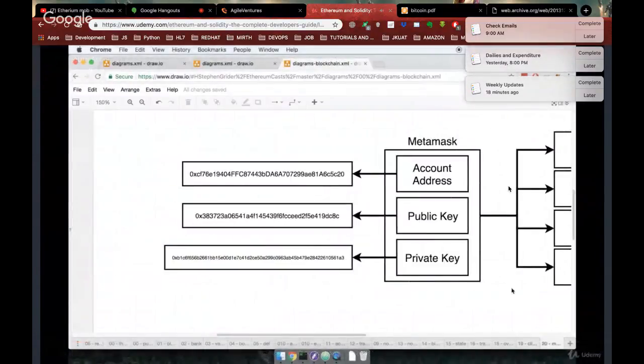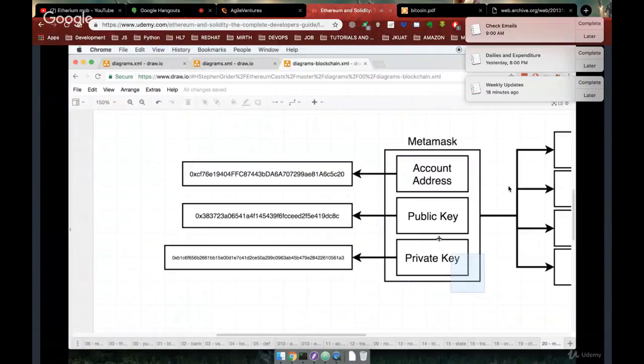When MetaMask created an account for us, it created an account that has three distinct pieces of information: an account address, a public key, and a private key. These are the three pieces of information that constitute an account on the Ethereum network. The account address can be thought of as essentially being like an email address. It's a unique identifier that can be shared with anyone in the world, and it tells other people who you are. It identifies your account in some fashion. Again, you can think of it as being like an email or a username.